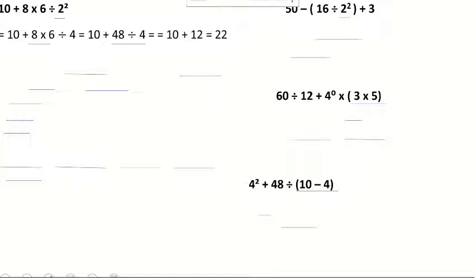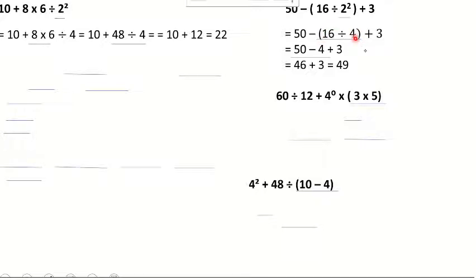I'm going to do one more. Here we have 50 minus 16 divided by 2 power 2 plus 3. So parentheses, exponent, multiply or divide. I'm going to start with the exponent inside the parentheses, because I need to do the parentheses first, but inside the parentheses I have an exponent, so I'm going to do the exponent first. So the answer is 50 minus 16 divided by 4 plus 3.